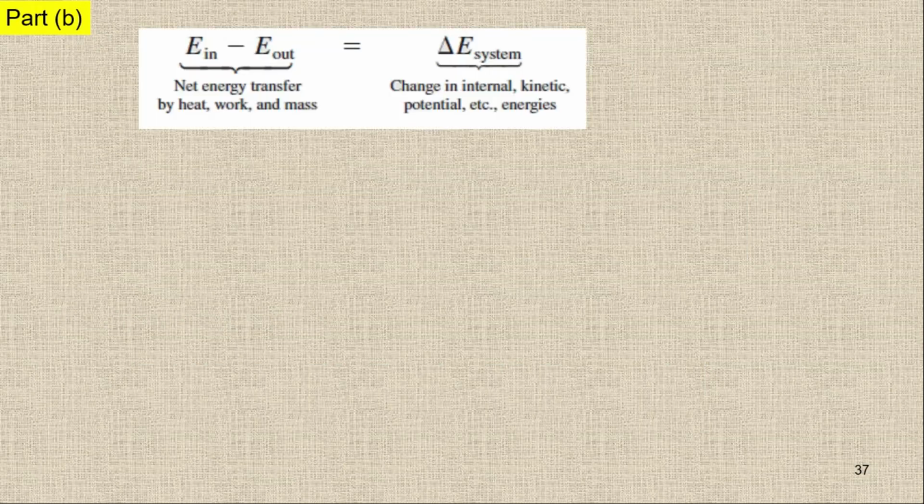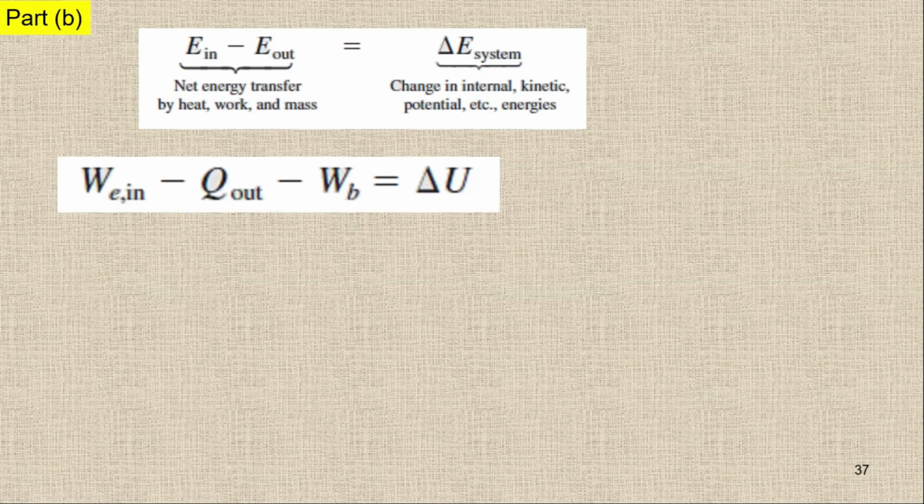So for part B, this is the energy equation. I am basically writing the general energy equation, and then I can easily neglect the mass term. With the energy equation, we have electric work which is coming in, we have boundary work, and then we have the amount of heat that is going out. On the other side, we have delta E system, which will be equal to delta U only.